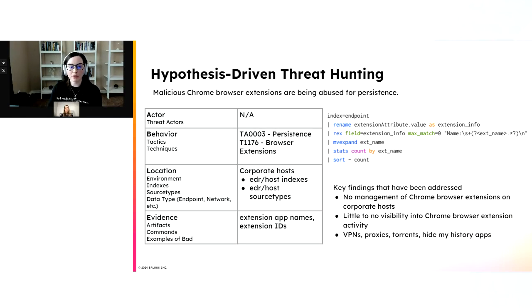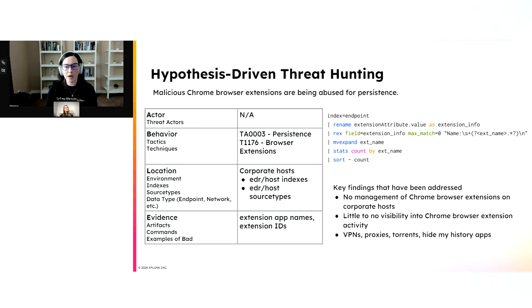We have our ABLE table on the left, and for A, we don't have a threat actor for this, which again, it's optional. Behavior, we have the tactic and technique, persistence and browser extensions. Location, again, this is where in the environment we would see this threat activity. So for browser extensions, those are hosted locally. And so we were digging into our corporate hosts, so indexes and source types that tied back to the host.